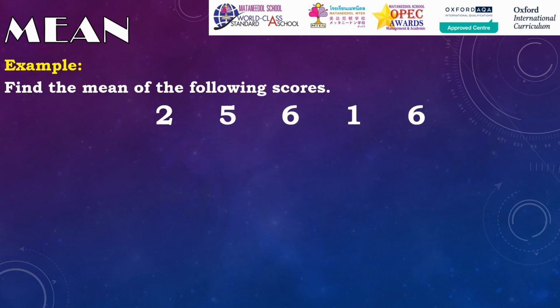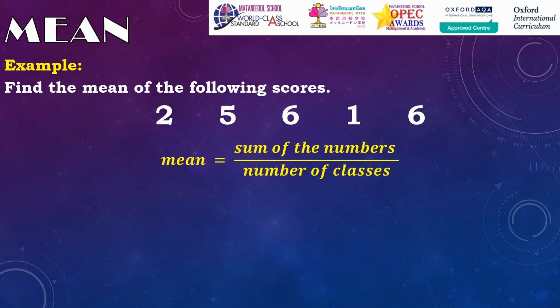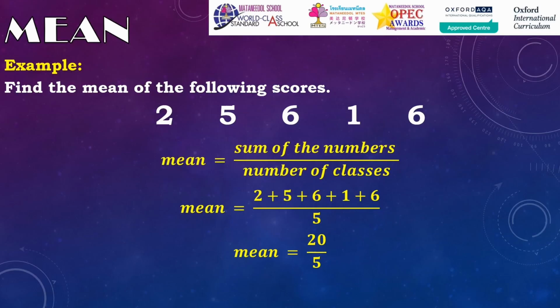For example, find the mean of the following scores. We have 2, 5, 6, 1, and then 6. Using the formula, mean is equal to the sum of the numbers divided by the number of classes, just plug in all the values. Sum is addition, the result of addition. So the sum of the numerator would be 20. So 20 divided by 5, the mean would be 4.